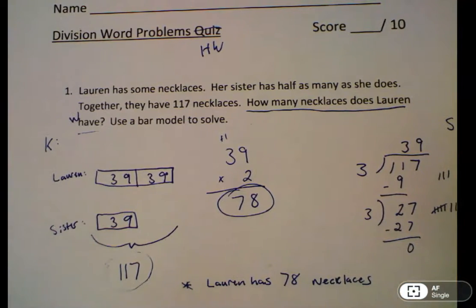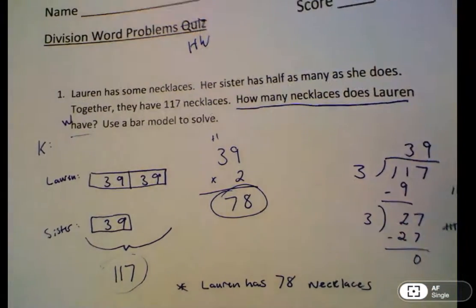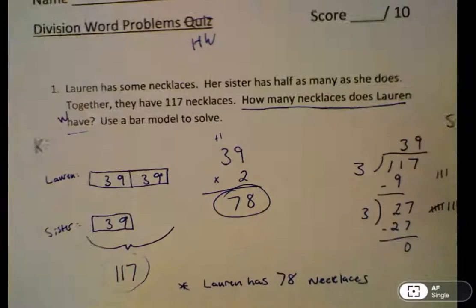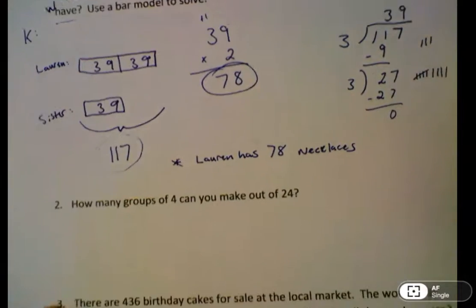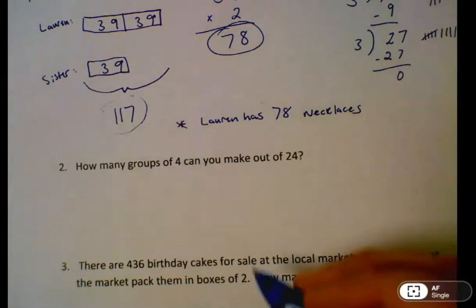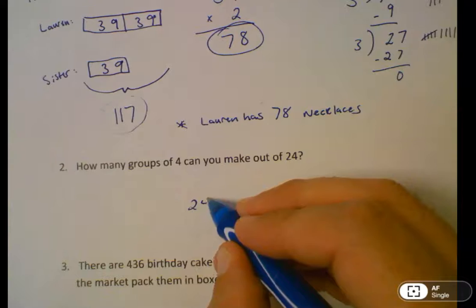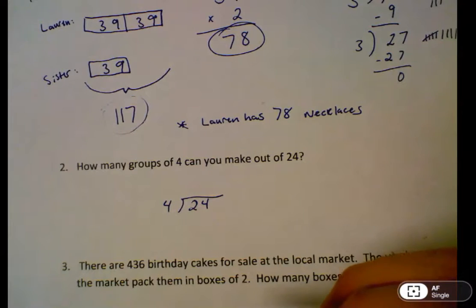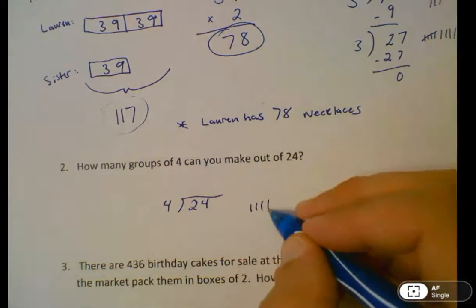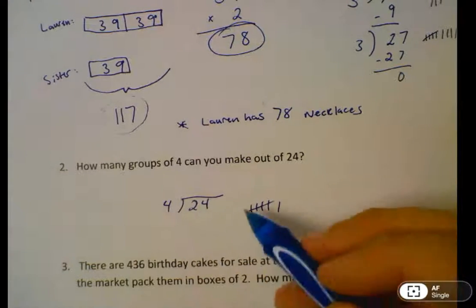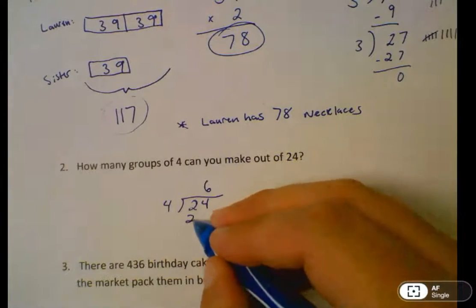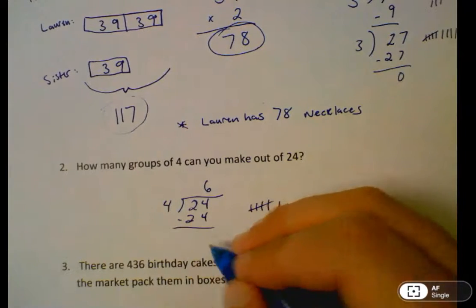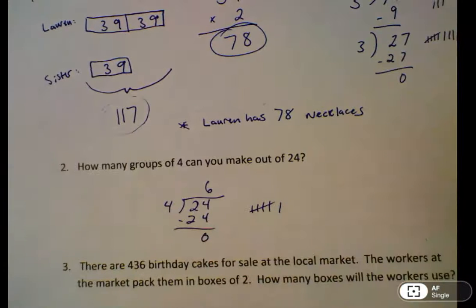Number 2 is really just, do you understand when they ask you to make groups of a number that they're asking you to divide? So my dividend is 24. My divisor is 4. When I skip count by 4 to get to 24, I get 6. And that's how many groups I can make.